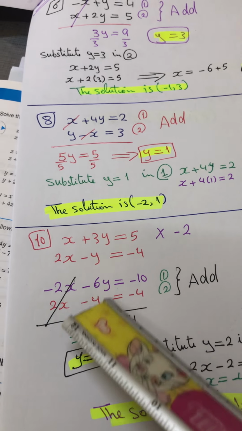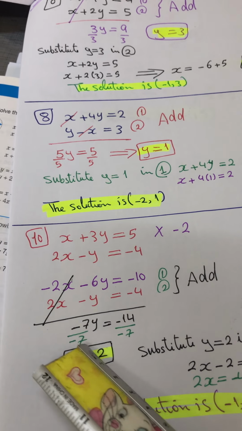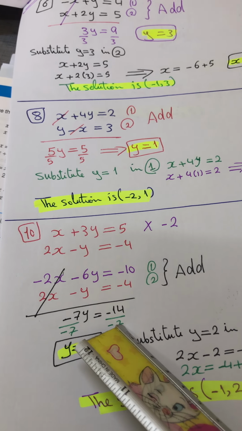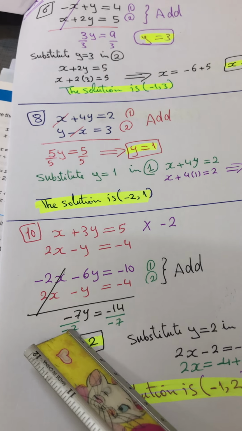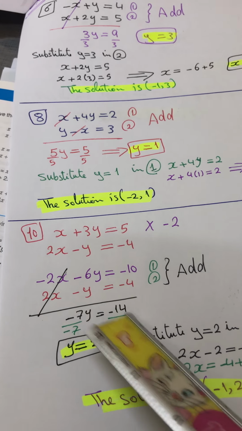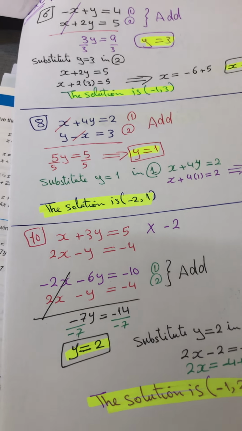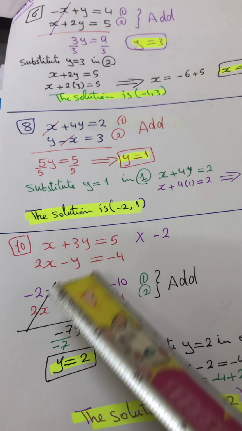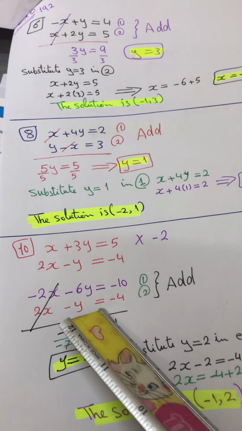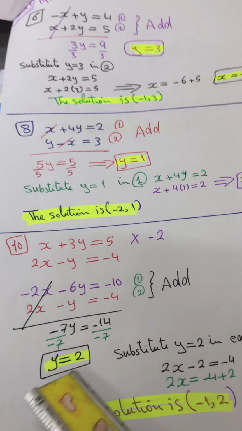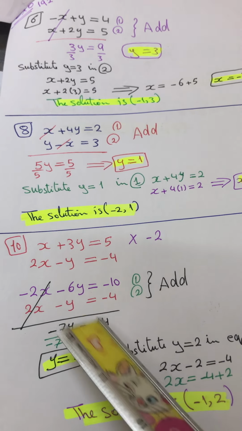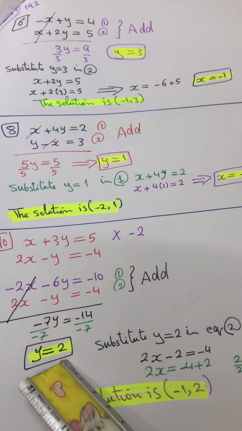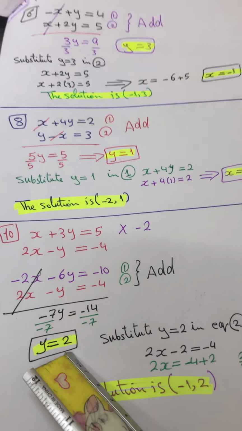Now I have negative 6y and negative y equal negative 7y. Negative 10 and negative 4 equal negative 14. Divide by negative 7 on both sides to get just one y, so y equal 2. Now it's up to you. You can substitute in this equation, in that one, in this one, in that one. You have 4 equations. Substitute the value of y in any one of these 4 equations. Yes, it's okay, and you will get the same answer.